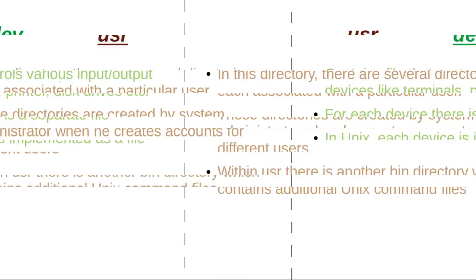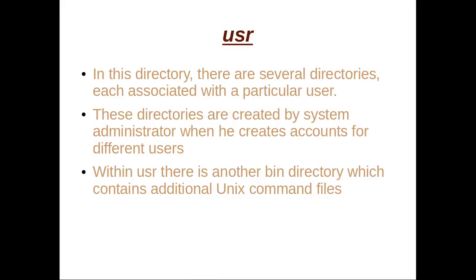Get it? Now comes the usr directory or user directory. In the user directory, there are several directories, each associated with a particular user. These directories are created by the system administrator when he creates accounts for different users. Each user is allowed to work within his directory, often called the home directory, which is mentioned in the previous picture, and he can organize his directory by creating other subdirectories in it to contain functionality related files. Within the user directory, there is another bin directory which contains additional Unix command files.